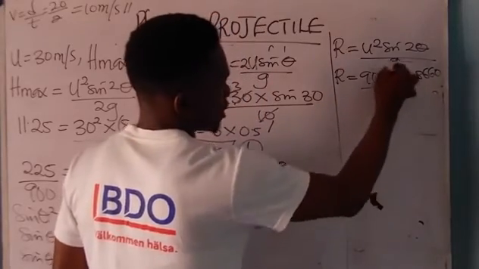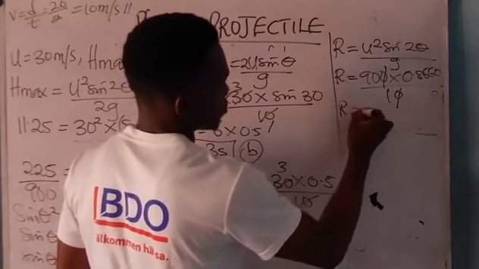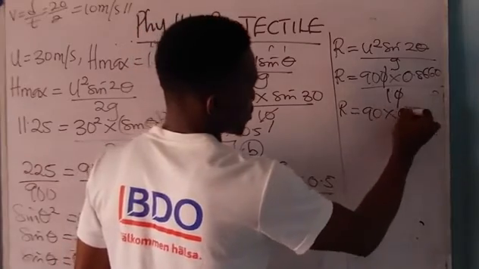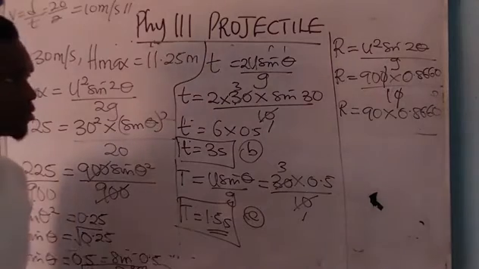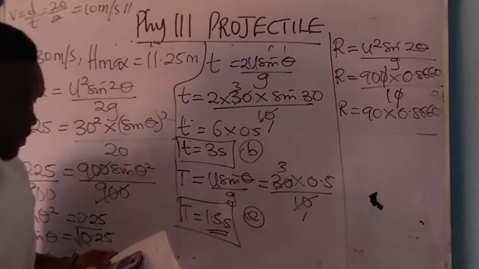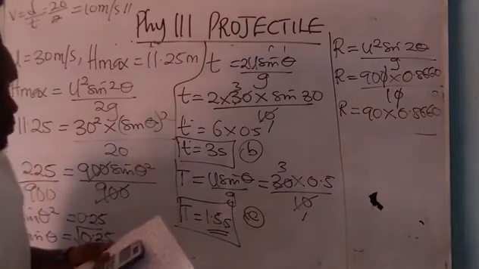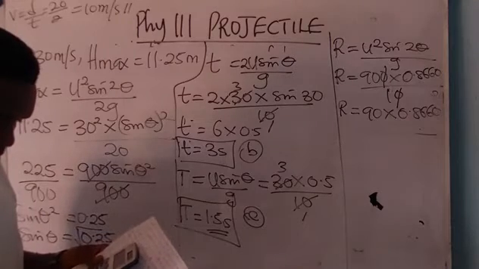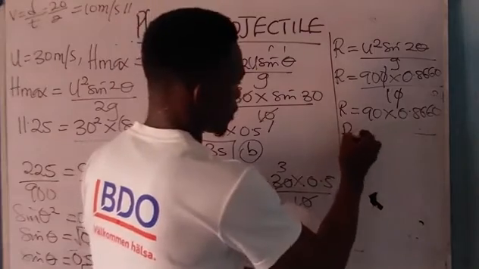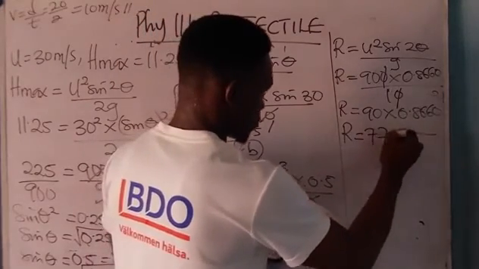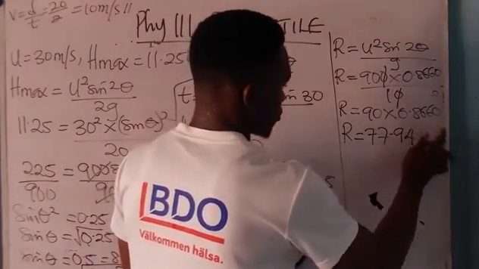Alright, and now the range equals 90 times 0.8660. Alright, so 90 times 0.8660 equals, so range equals what? 77.94 meters.